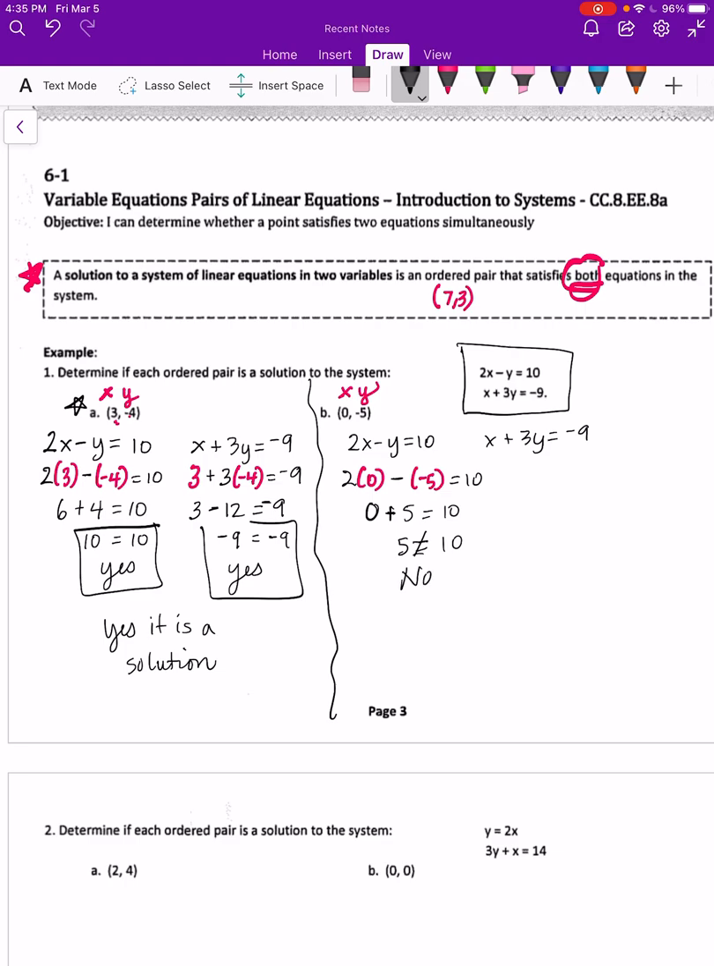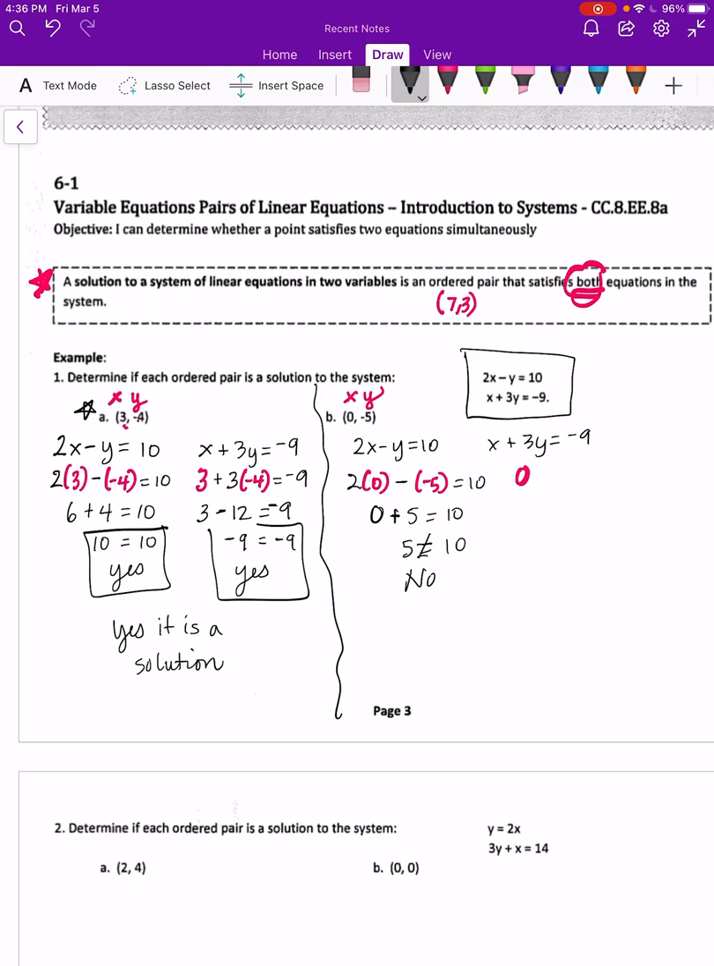no underneath. Now, once one of them's no, you usually don't have to do the other one. We're going to do the other one just to show. So it asks for x, so that's 0, plus 3 times y. Y is -5, and that equals -9. So 0, and then 3 times -5 is -15 equals -9. Does -15 equal -9? It certainly does not, so that is also another no.